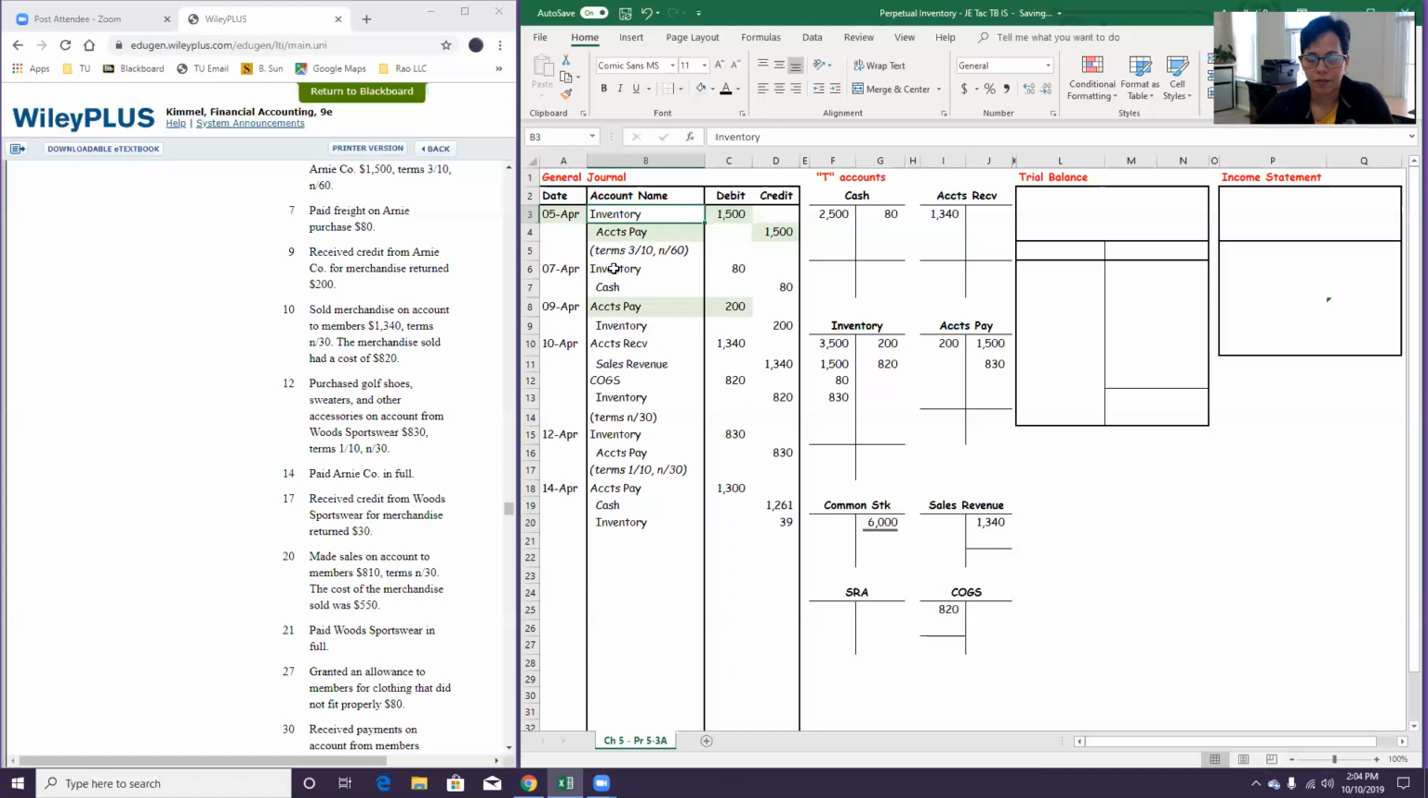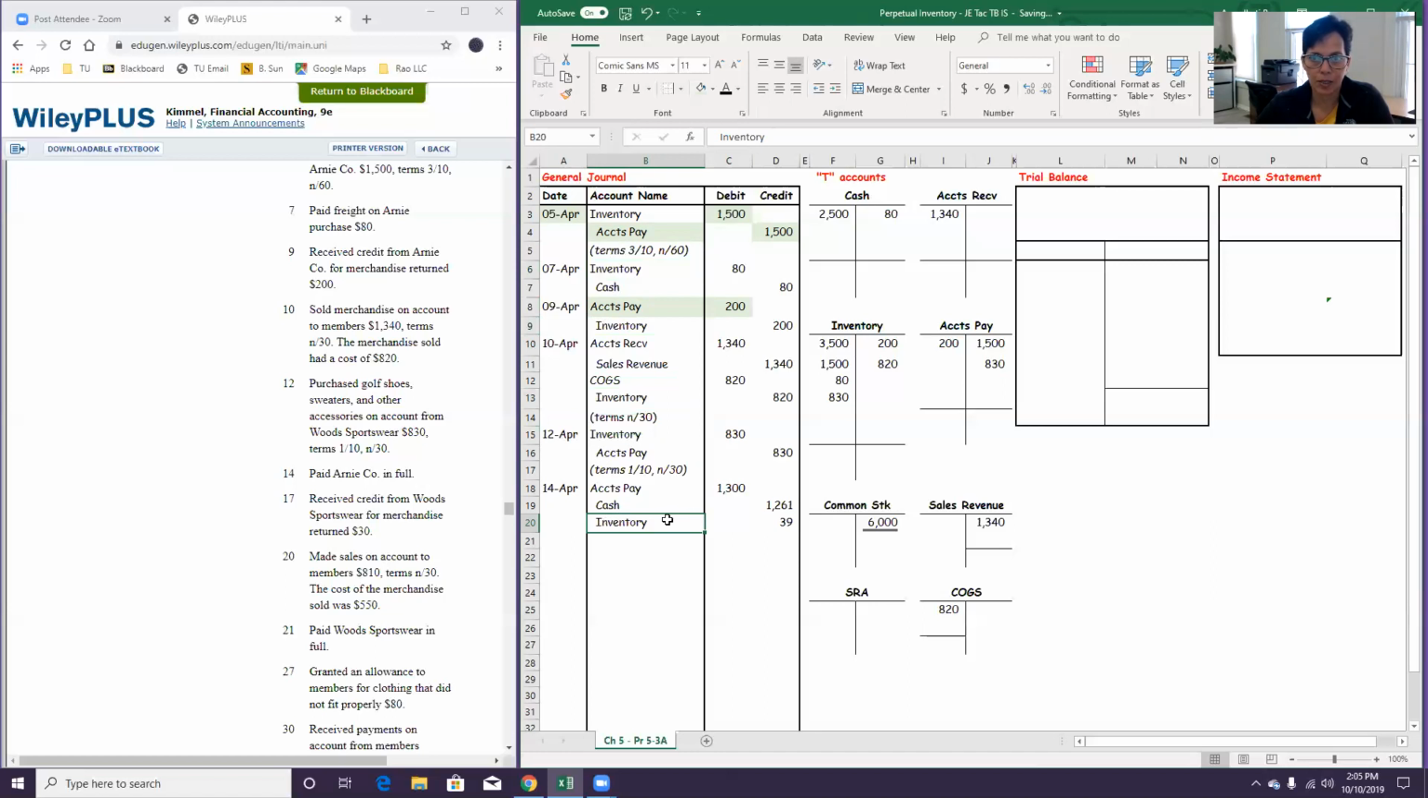When I pay for freight to bring the inventory in, I debit inventory. If I return the inventory, I credit it. When I sell it, I credit it. When I get a discount, I credit it. So all adjustments are being made to the inventory account.